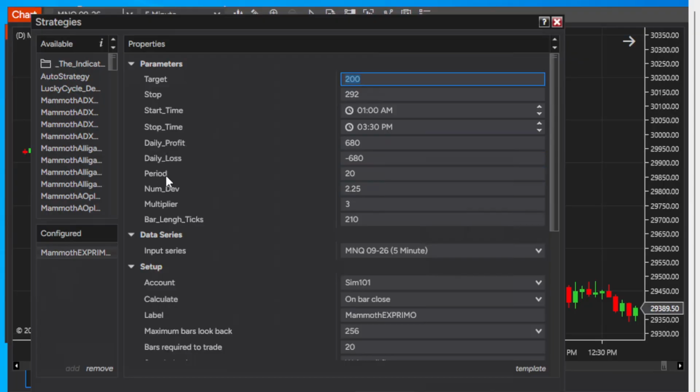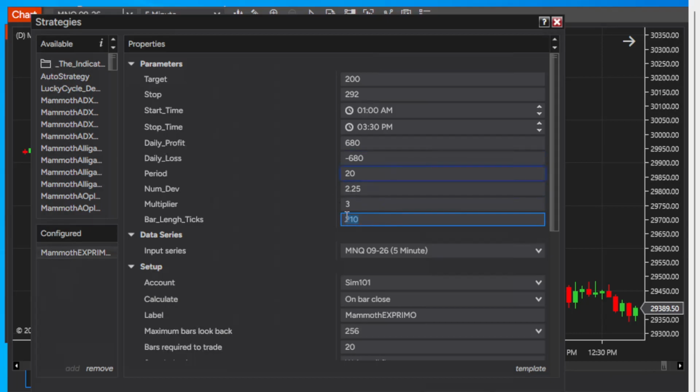So the parameters are simple. Period, right here, is a variable you can optimize. The 20 means it applies to both the Bollinger and Keltner channel. The number of deviations is for the Bollinger bands, and the multiplier is for the Keltner channel. The bar length in ticks for this setup is optimized at 210 ticks as a maximum. If that bar is above 210 ticks, then it will filter out that trade. So it has to be less than or equal to this number.